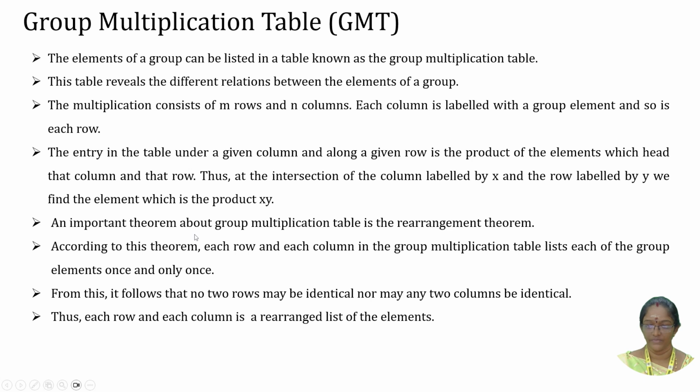An important theorem about the group multiplication table is the rearrangement theorem. According to this theorem, each row and each column in the group multiplication table lists each of the group elements once and only once. From this, it follows that no two rows may be identical, nor may any two columns be identical. Thus, each row and each column is a rearranged listing of the elements of a particular group.